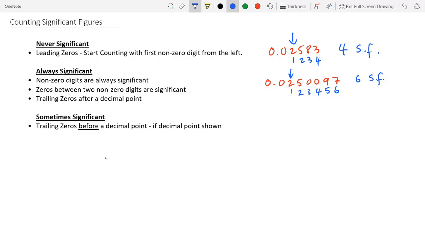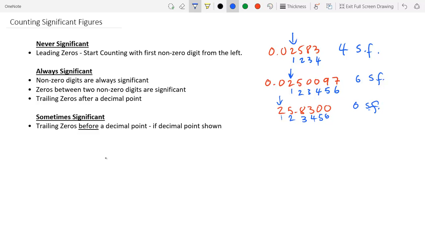Trailing zeros after a decimal point are always significant. A trailing zero is one that comes on the right hand side of the number after a non-zero digit. For example, 25.8300. We start from the first non-zero digit on the left, which is the 2. 1, 2, 3, 4. Now we get to the 0. Because these two zeros are after a decimal point and they are trailing zeros, we count them as significant digits. So this is also 6 significant figures.